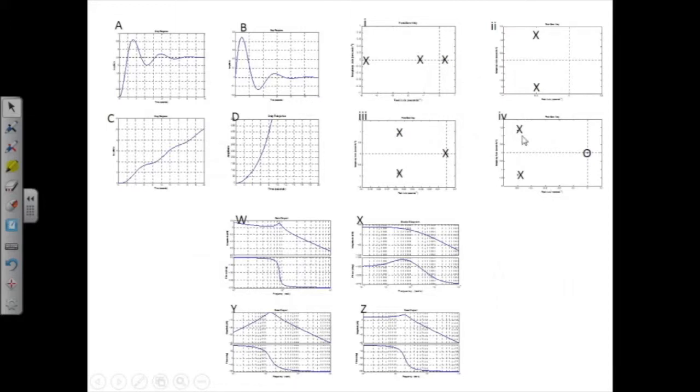And we reckon it's linked with 4 because there's a second order pair here that gives us the oscillatory bit, but it's dominated by this differentiator. And differentiating a constant gives me nothing. So that makes sense.